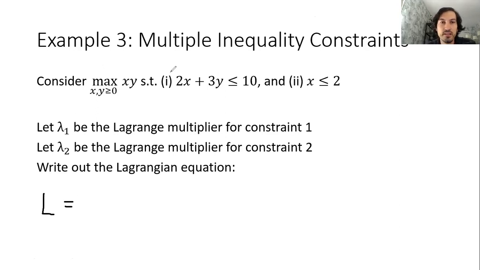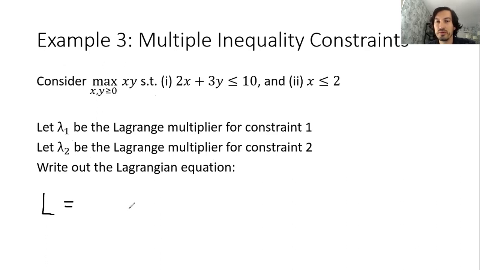Let's take a look at what's going on. This is a problem where we have not one, but two inequality constraints. I've labeled them with lowercase Roman numerals, i and ii. That means we're going to have two lambdas. Let's just use subscripts. The corresponding multiplier for this constraint will be called lambda 1, and for this constraint, lambda 2. Now we should be able to write out the Lagrangian equation just as before.